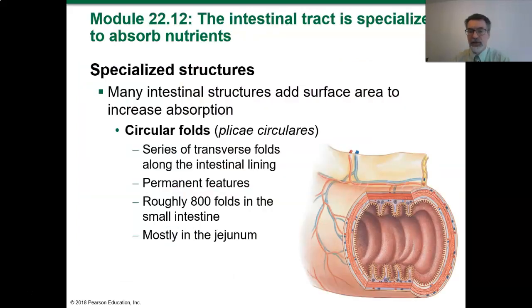Circular folds in the intestines increase the surface area of the intestines. These used to be called the plicae circulares. These circular folds are the ridges along the intestinal epithelia.